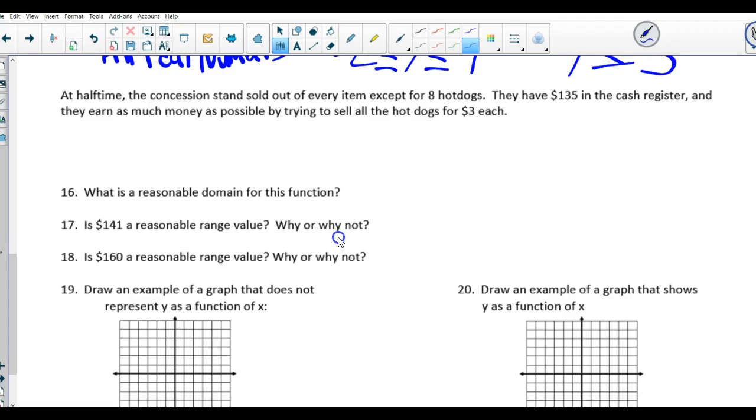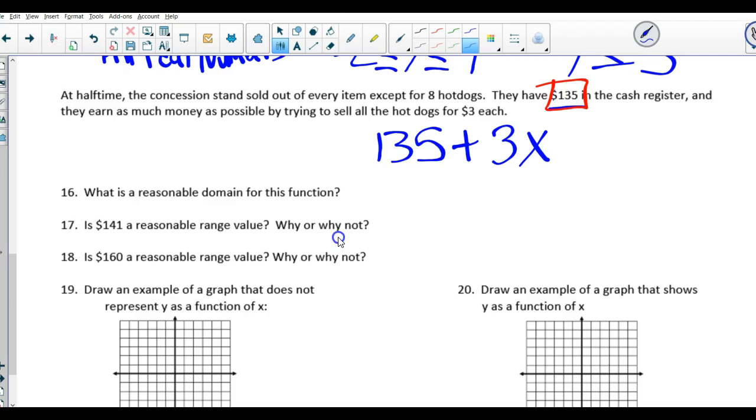Next one, at halftime, the concession stand sold out of every item except for 8 hot dogs. They have $135 in the cash register. They've already made $135. And they earn as much money as possible by trying to sell all of the remaining hot dogs for $3 each. So they've already earned $135. They're trying to earn more by selling the hot dogs for $3 each. So this is how much money they're going to make at the end of the night. 135 plus 3 per hot dog they can sell from here on out.